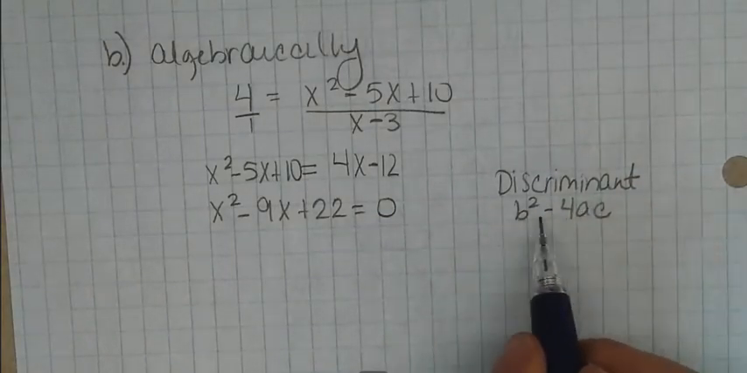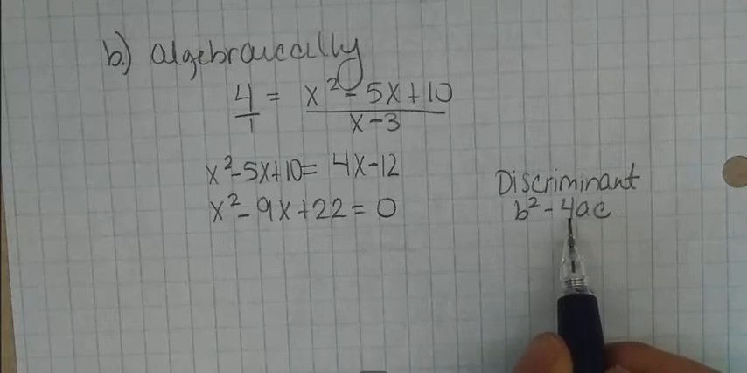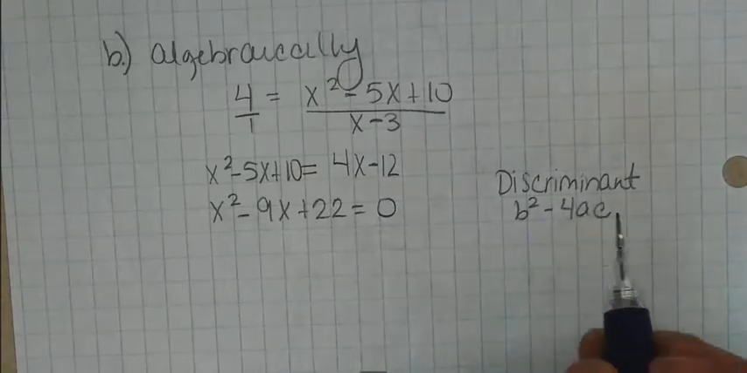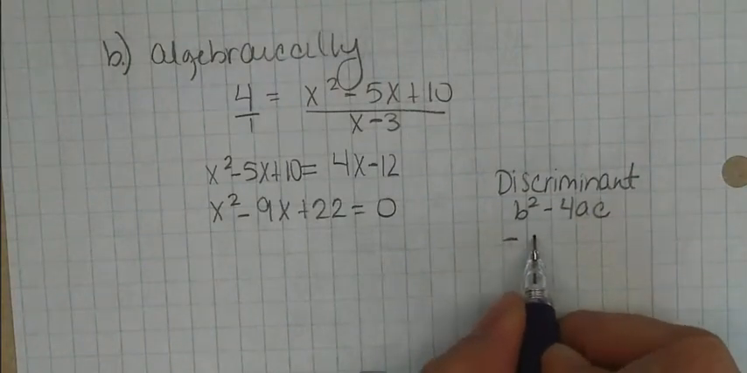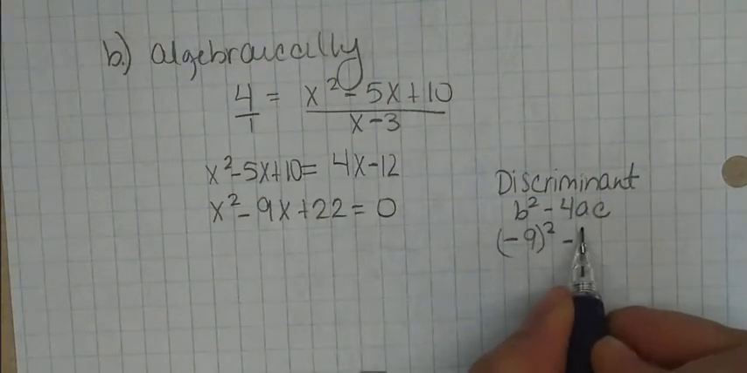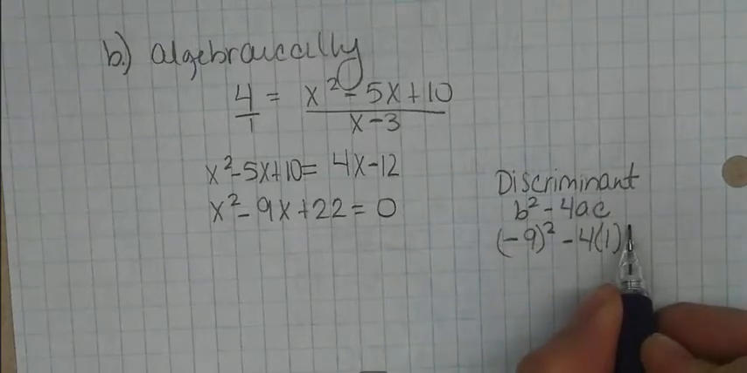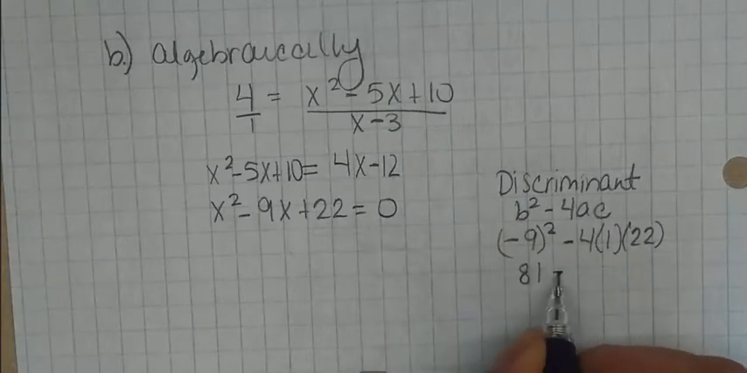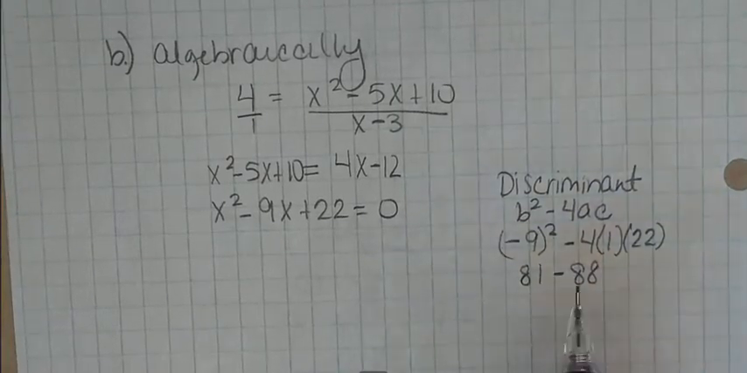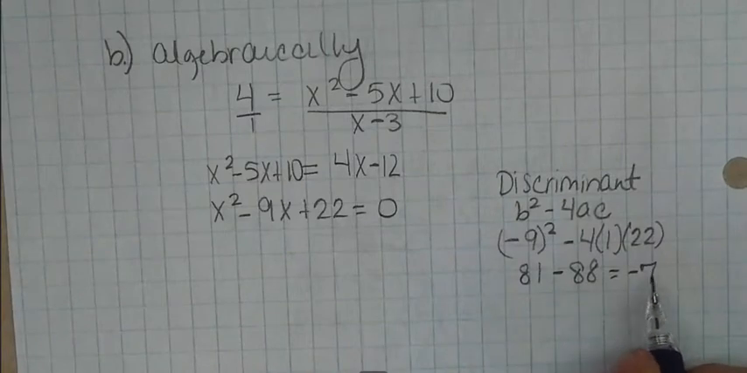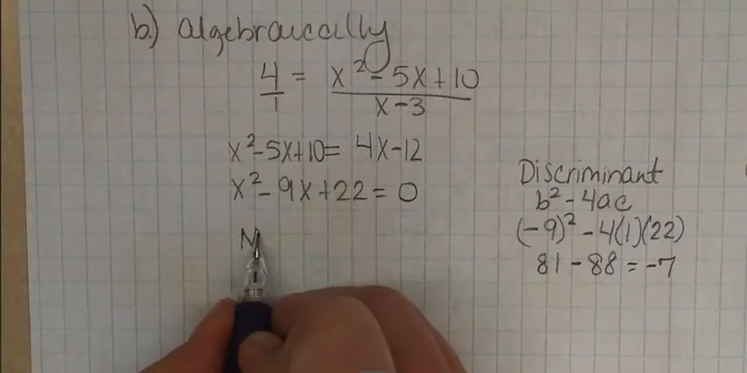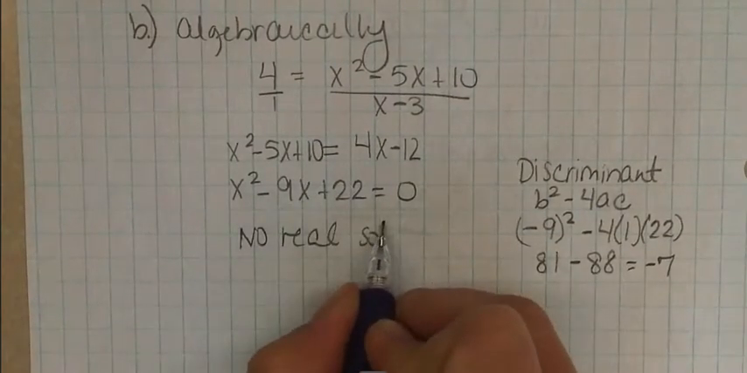Okay, so if this thing gives you a positive number, you have 2 solutions. If you get 0, you have 1 solution. And if you get a negative number, there are no real solutions. So really quickly, if I look at this, negative 9 squared minus 4 times 1 times 22. So I've got 81 minus 88. That's going to give me a negative answer. Okay, and I'm going to say to myself, I know that there are no real solutions.